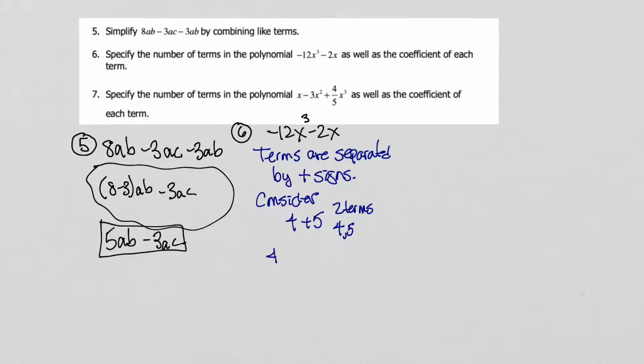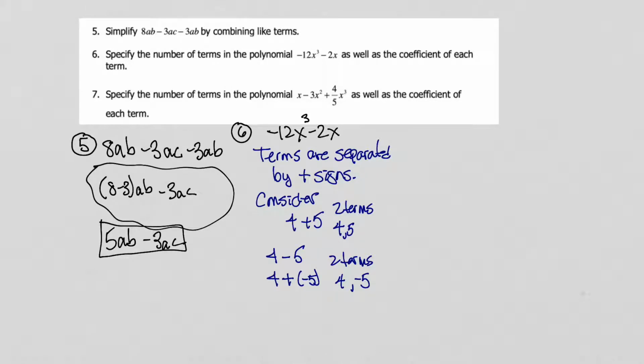Now in this one, if we have 4 minus 5, terms are separated by plus signs. Now really, you have to remember back here that subtraction is really addition of the opposite. So what this is really is 4 plus negative 5. Subtraction is really addition of the opposite, and the opposite of 5 is negative 5. Now what I see is 2 terms, 4 and negative 5.